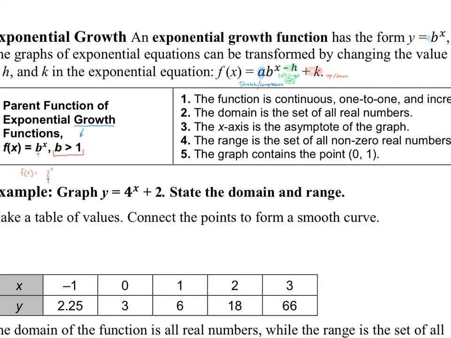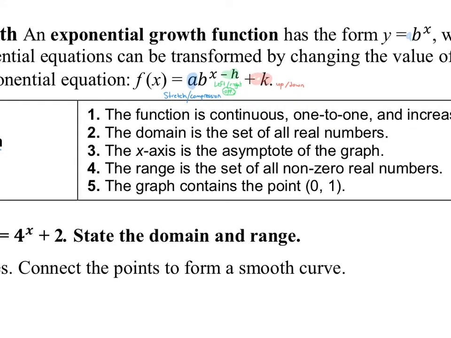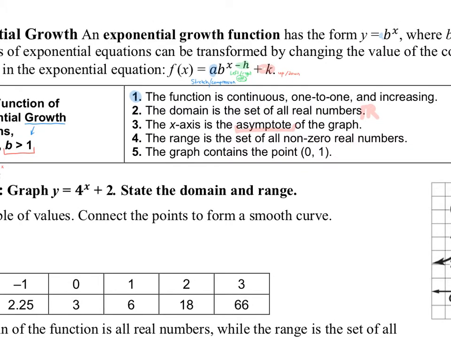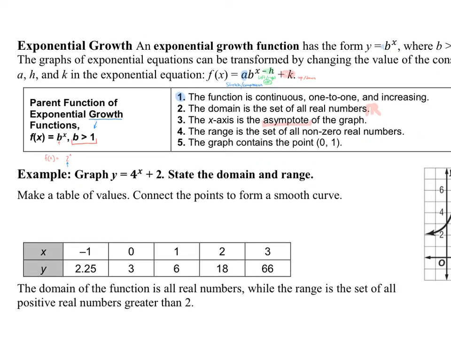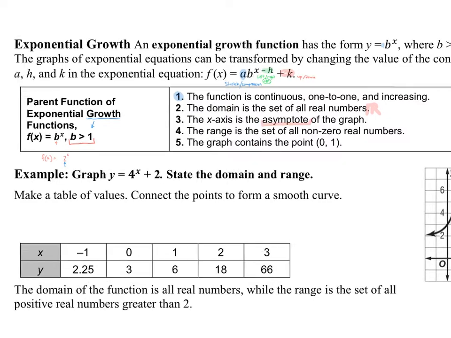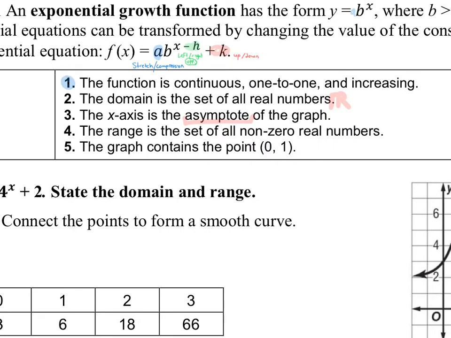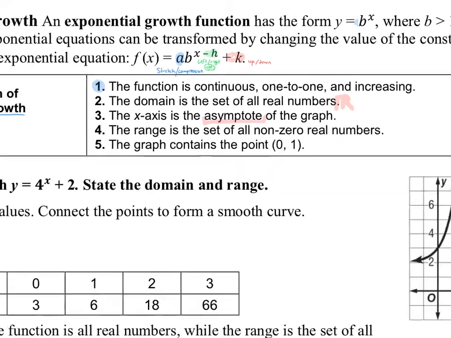And then there's some other pieces of information here. One we covered back in chapter 2. It's not saying anything that will directly impact us today. The domain for these is going to be all real numbers. And then there's going to be something called an asymptote, which we're going to look at here in a moment. Range will be different as we change some of our k values on these. But for the most basic graph of y equals b^x, it's what's called all the positive numbers, and the graph contains the point (0, 1).